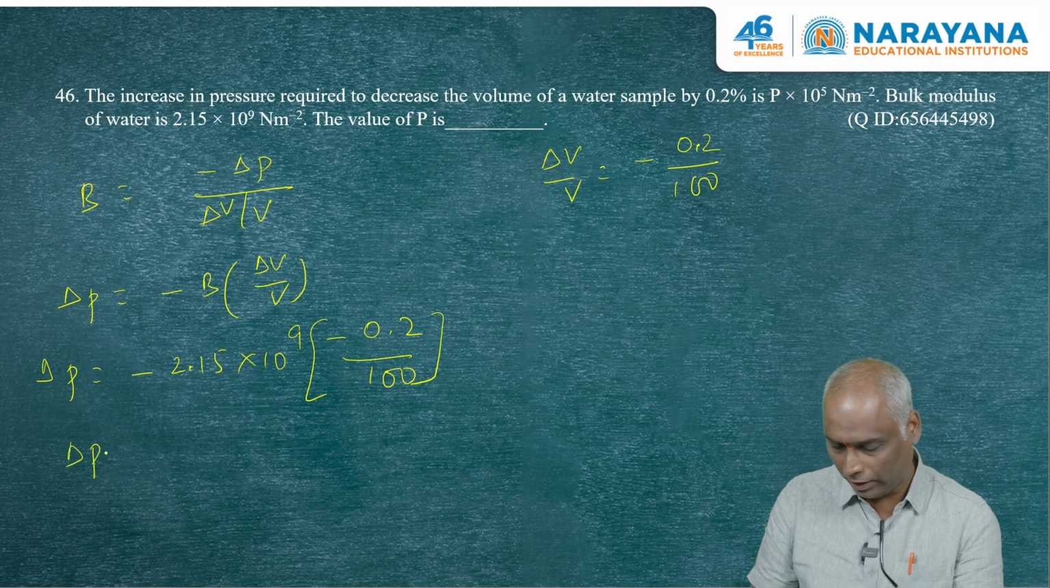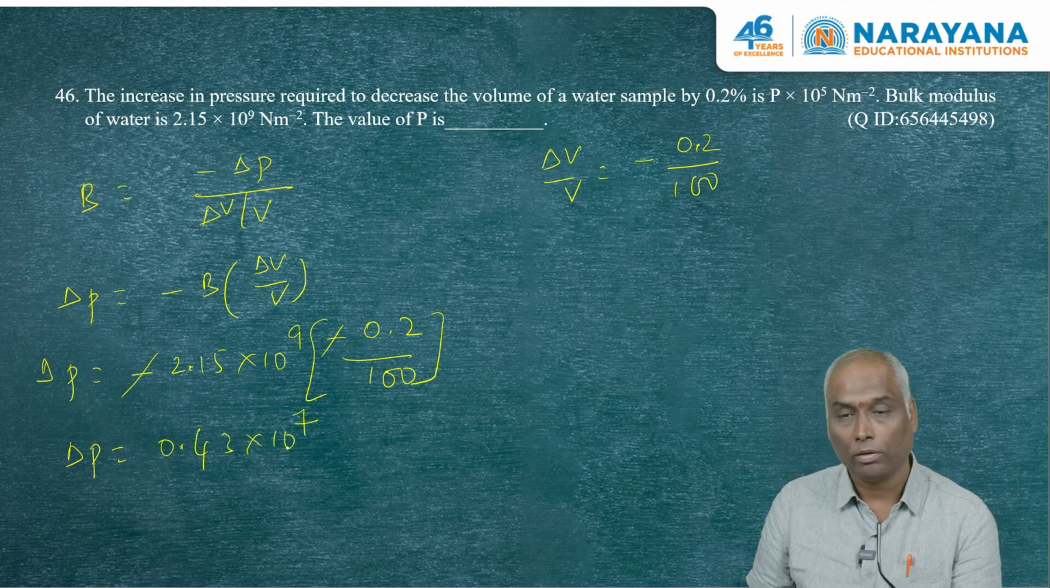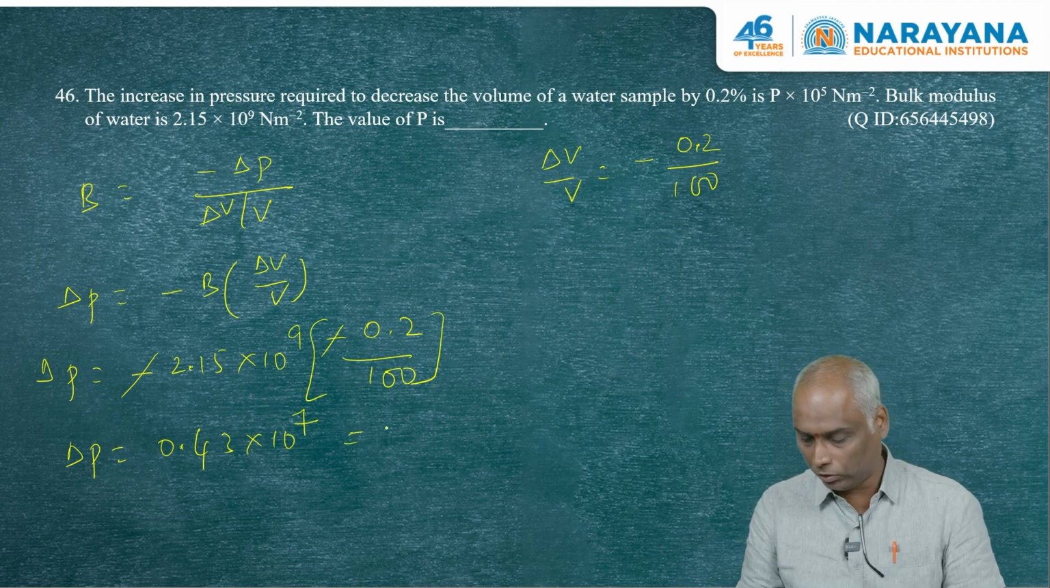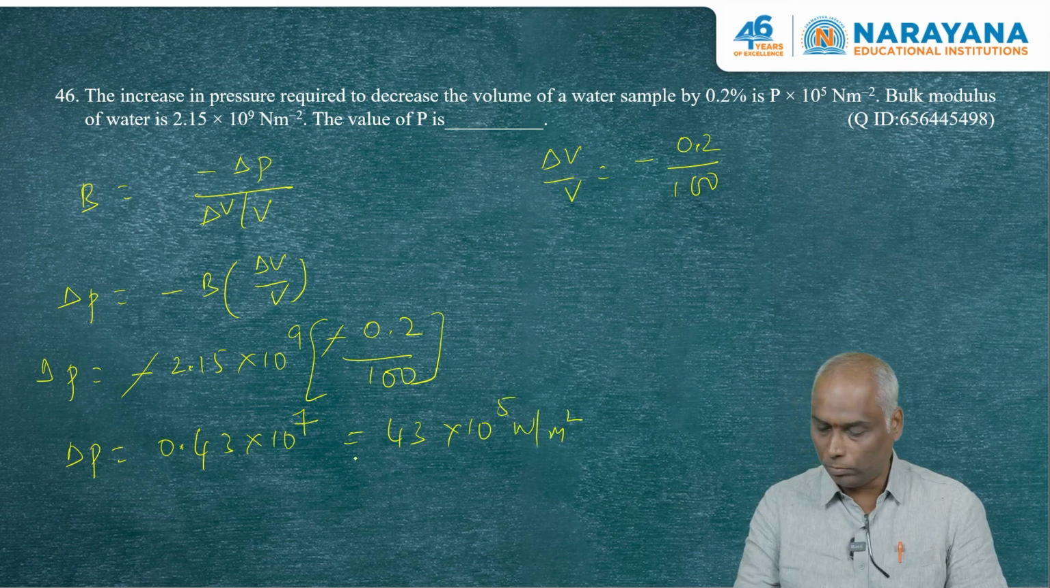So the value of delta P, from this equation, is going to be, minus minus will get cancelled, 0.43 into 10 to the power of 7. They have asked this value in terms of 10 to the power of 5. This should be equals to 43 into 10 to the power of 5 Newton per square meters. So the value of P is going to be 43.